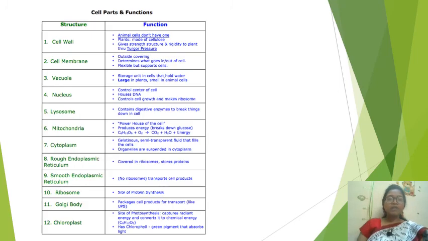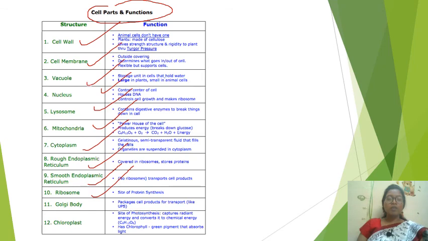Now, there are different cell parts and their functions. We will be studying the parts of the cells in the next video, but I will just give you an introduction. The parts of the cell are cell wall, which you studied in class 7th also, cell membrane, vacuole, nucleus, lysosomes. Learn to pronounce with me: mitochondria, cytoplasm, rough endoplasmic reticulum, smooth endoplasmic reticulum, ribosome, Golgi body or Golgi apparatus, chloroplast. All these are the parts of a cell.